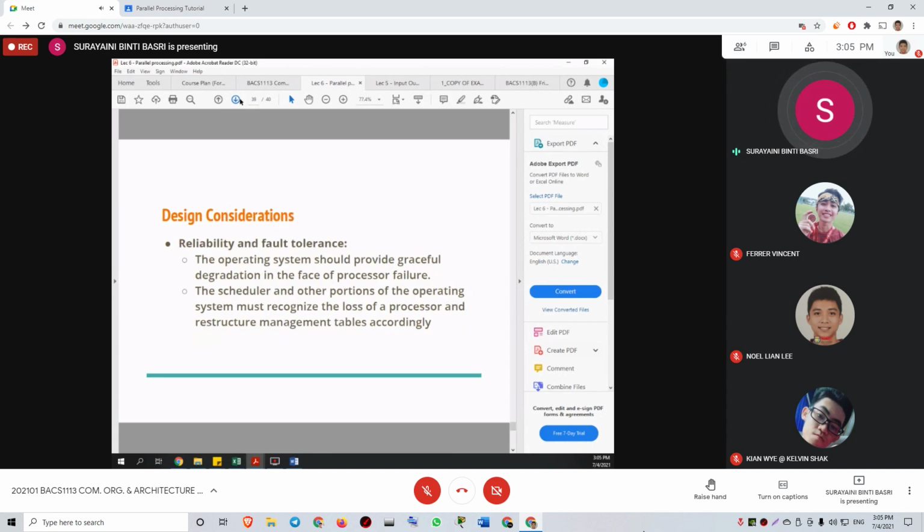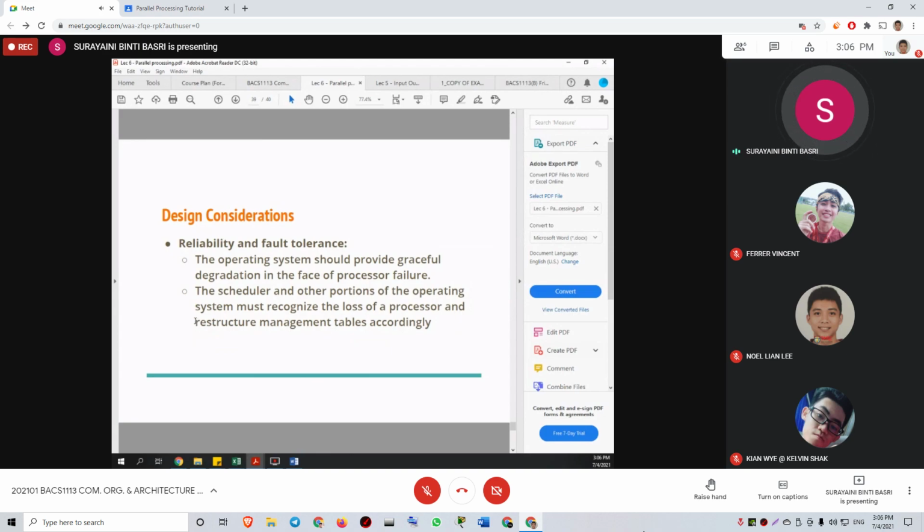Another criterion to be considered when you design an OS is reliability and fault tolerance. Meaning the OS should provide graceful degradation in the face of processor failure. Meaning the operating system must provide a better procedure when it faces a processor failure. The scheduler and other portions of the operating system must recognize the loss of a processor and restructure the management tables accordingly. So the OS should be able to manage the scheduler to restructure the management tables when one processor is lost or fails.